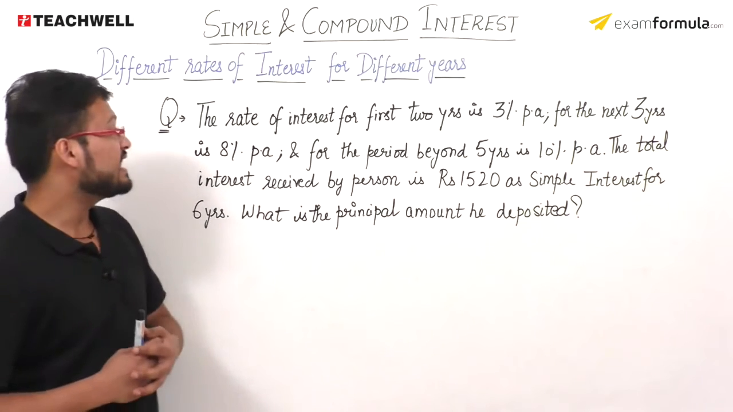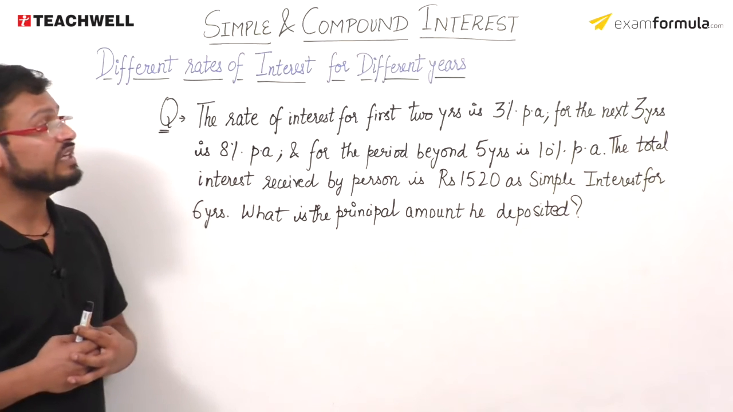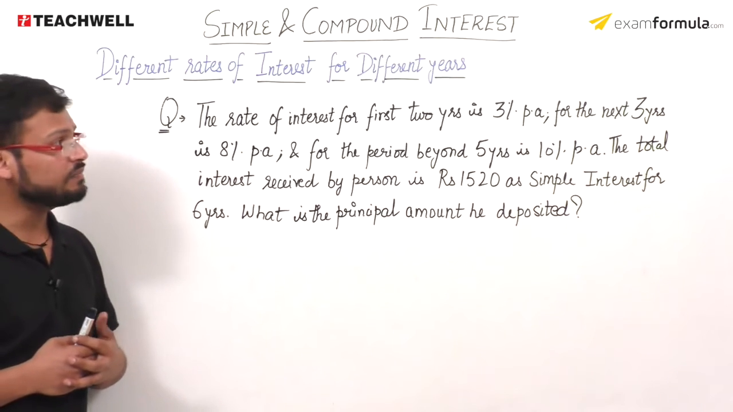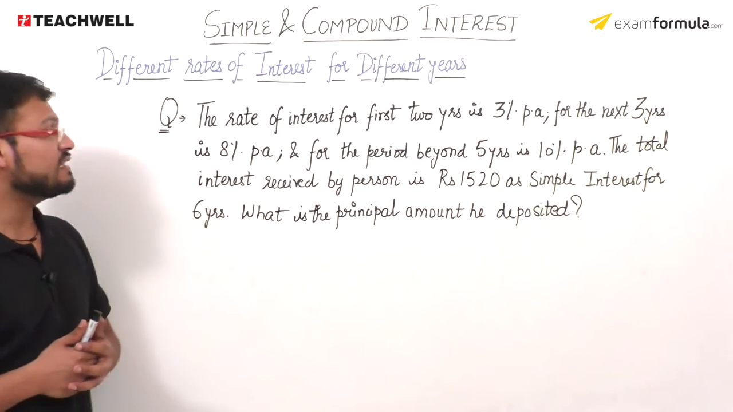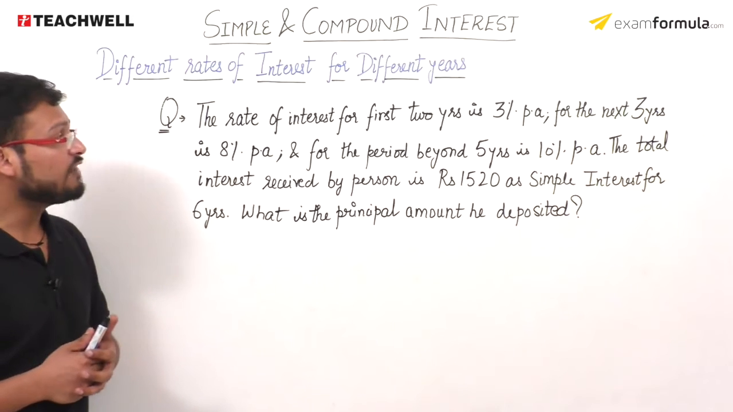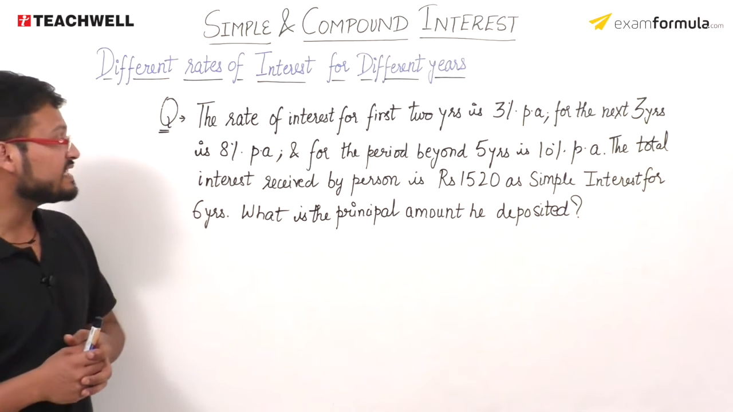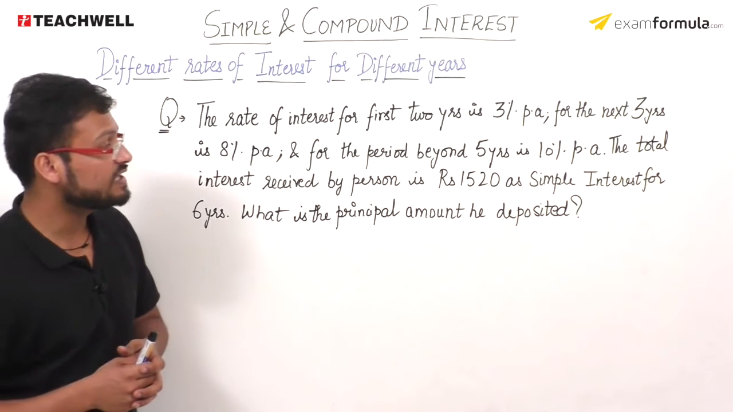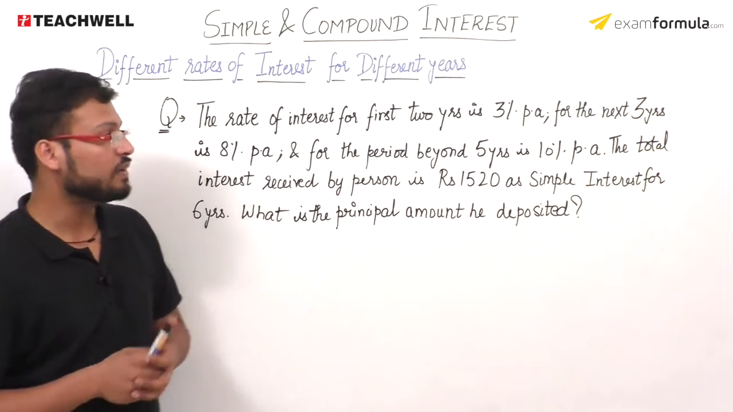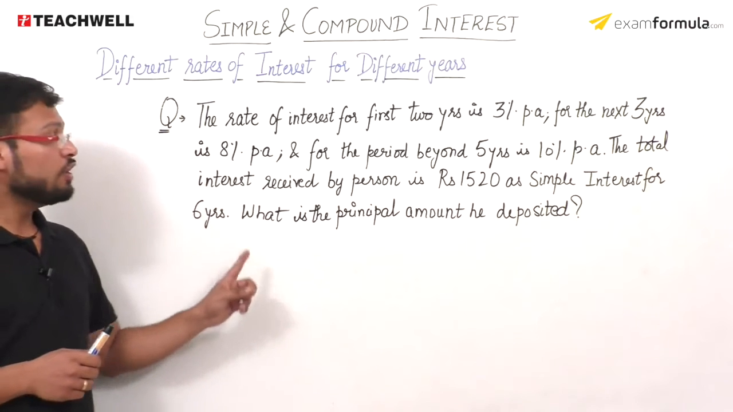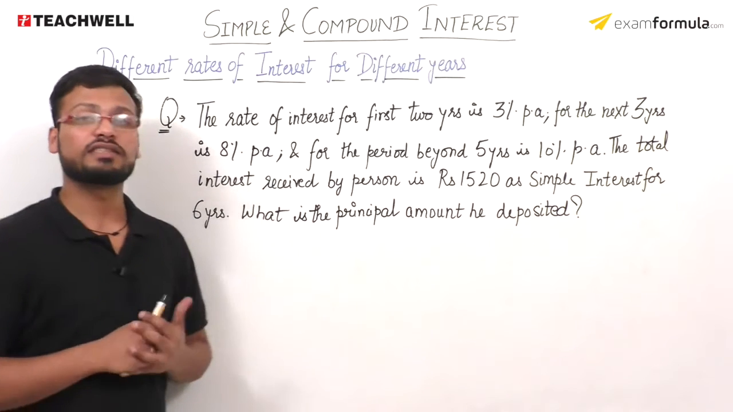He says that the rate of interest for first 2 years is 3% per annum। Next he says for the next 3 years it is 8% per annum, and for the period beyond 5 years it is 10% per annum। He says that the total interest received by the person is rupees 1520 as the simple interest for 6 years। What is the principal amount he deposited?